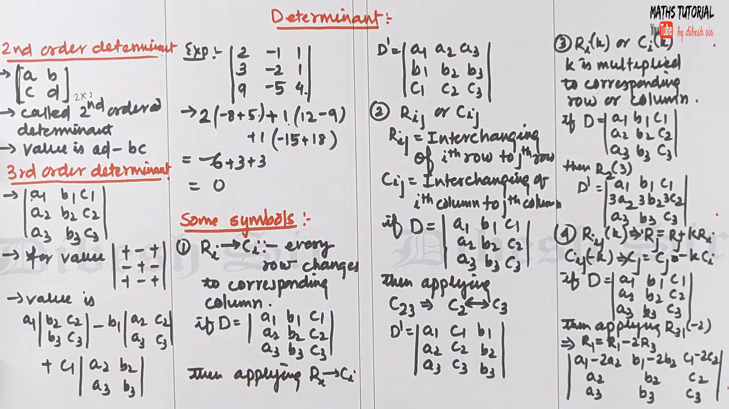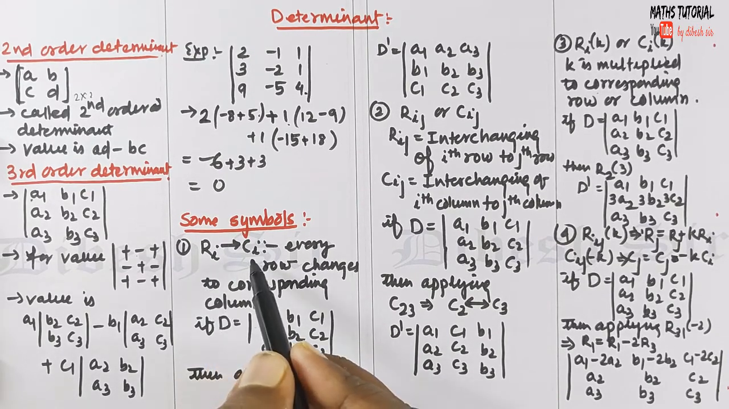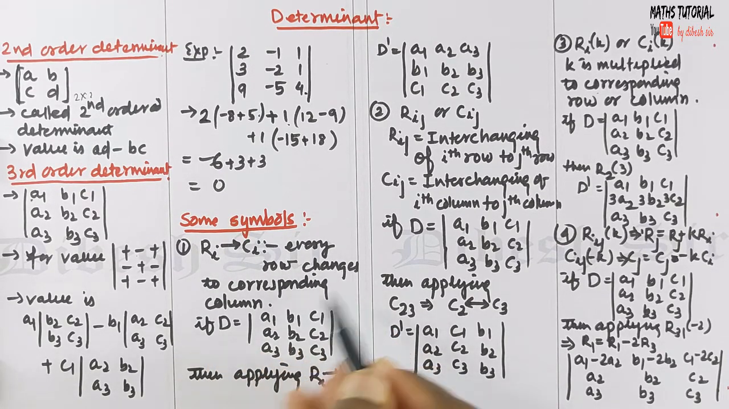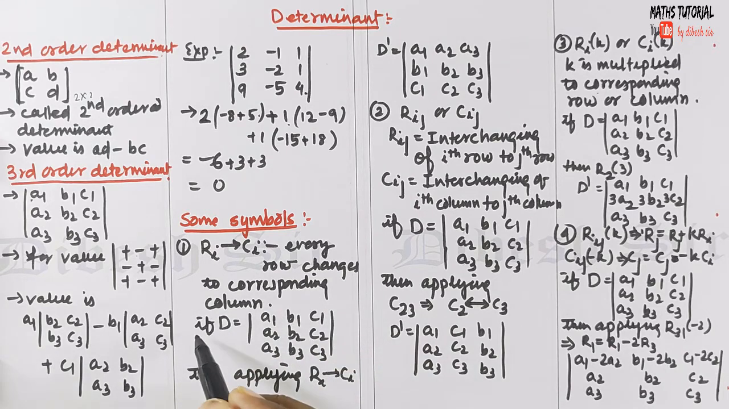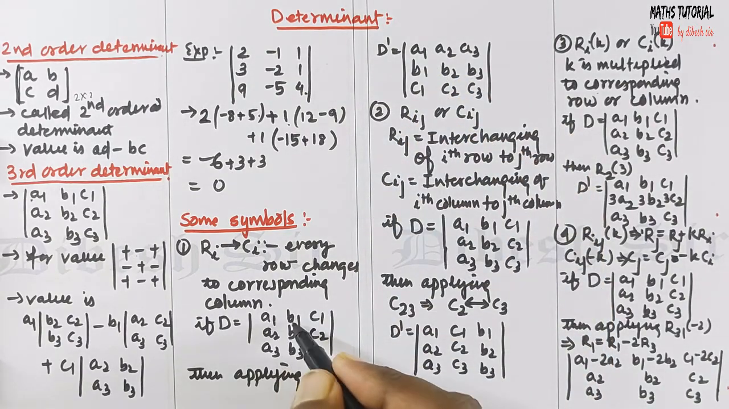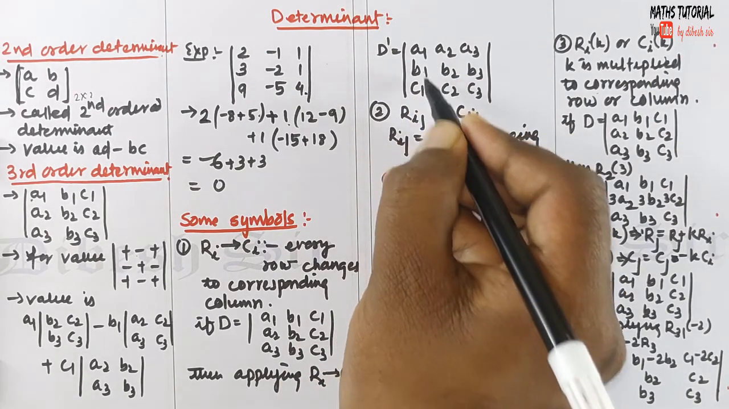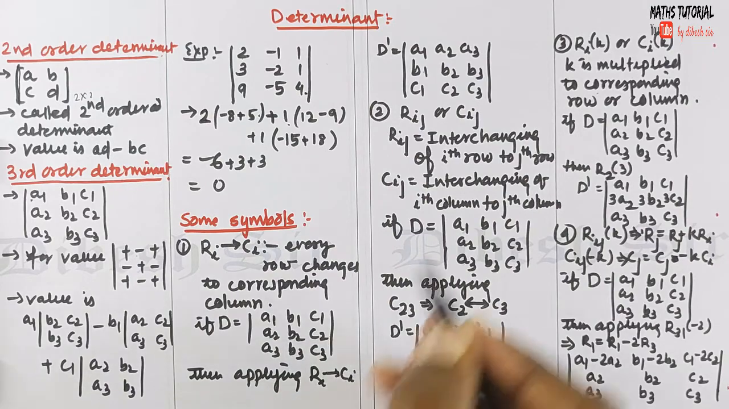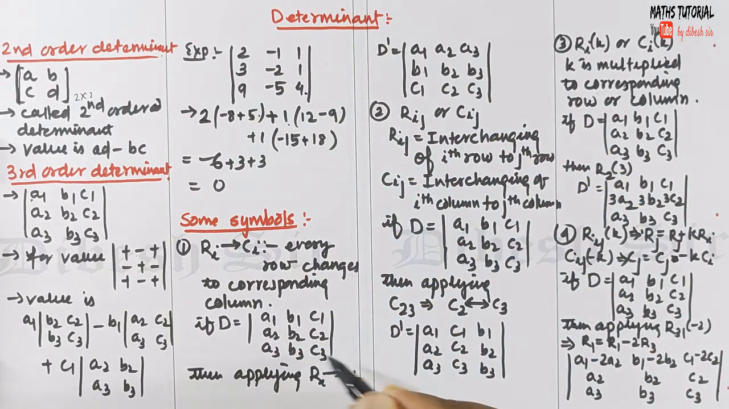Next, some symbols. First, Ri to Ci. Every row changes to corresponding column. If D is equal to A1 B1 C1, A2 B2 C2, A3 B3 C3, then applying Ri to Ci, row changes to column. That is, this is our first row, it will become our first column, that is A1 B1 C1 becomes A1 A2 A3, and similarly the other rows become columns.